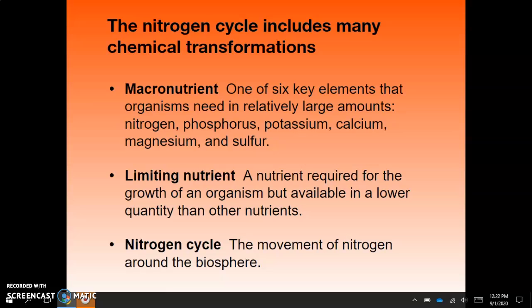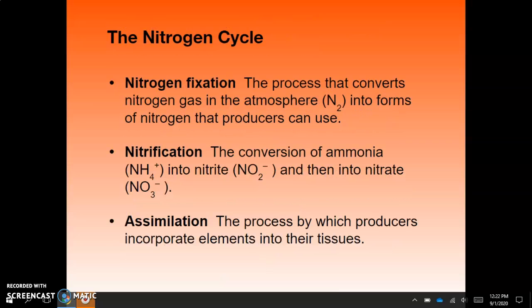But anyway, nitrogen and phosphorus are going to be incredibly important because those are the components of our DNA, right? And our DNA is basically the building block of our entire life. A limiting nutrient is a nutrient required for the growth of an organism, but available in a lower quantity than other nutrients. And our nitrogen cycle is the movement of nitrogen around our biosphere.